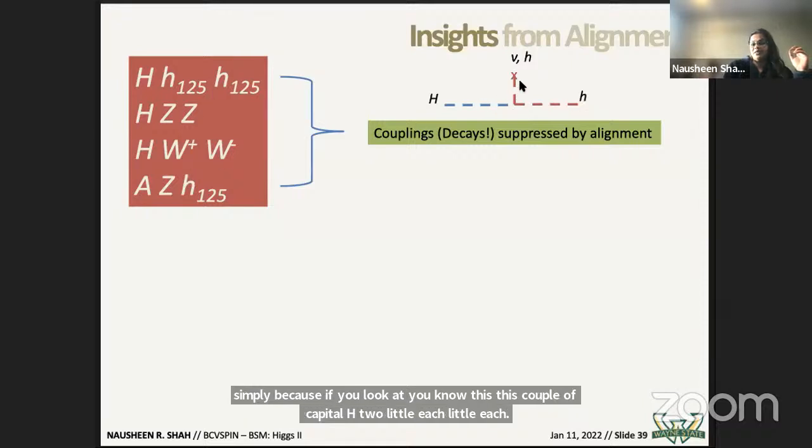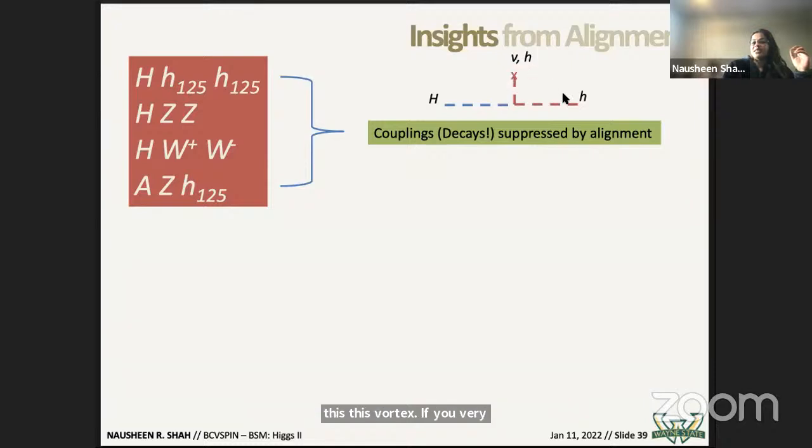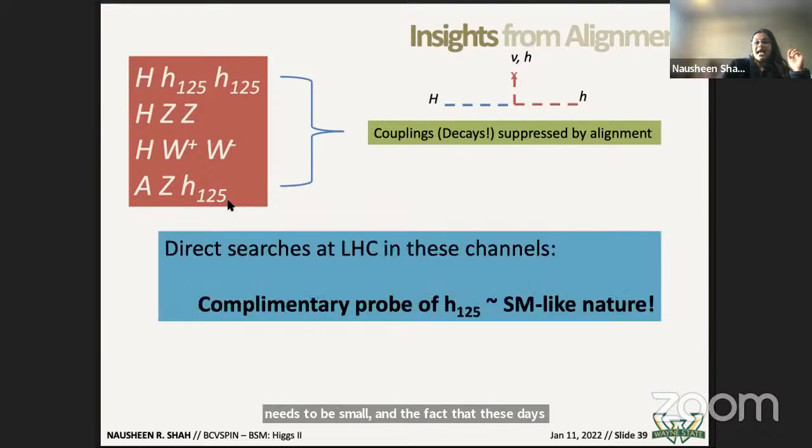And these are all related to precisely this vertex. If you rev one of these, then that is precisely what gives the mixing term between capital H and little h, okay? So that is why you have this intrinsic relationship between alignment, which is saying this mixing needs to be small, and the fact that these decays have to be suppressed, okay? And so the direct searches at the LHC in these particular channels are actually complementary probes of the H125 Standard Model-like nature, right? This whole misalignment idea, this cosine beta minus alpha.